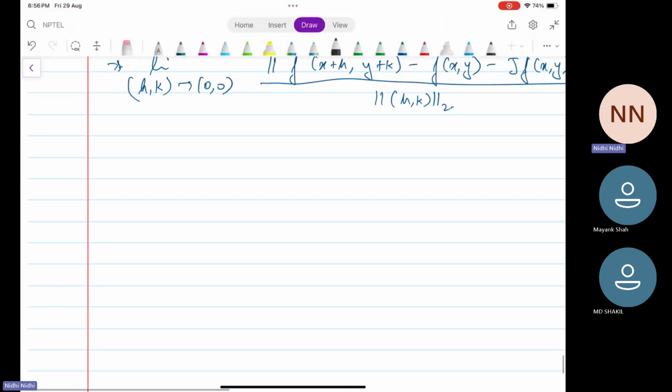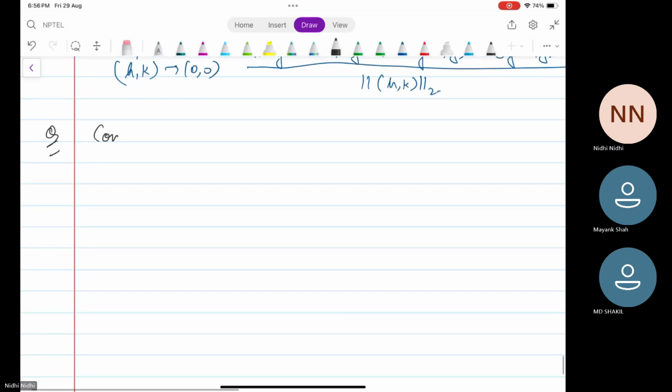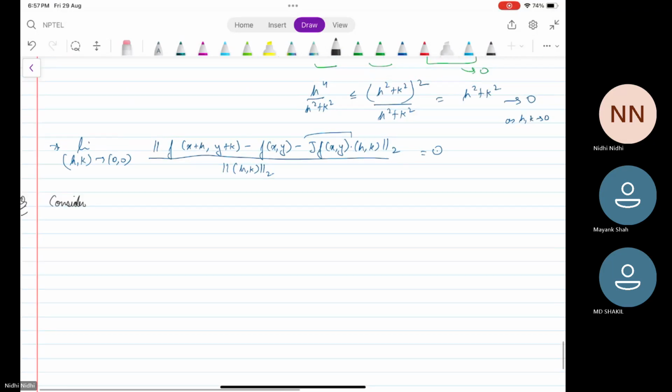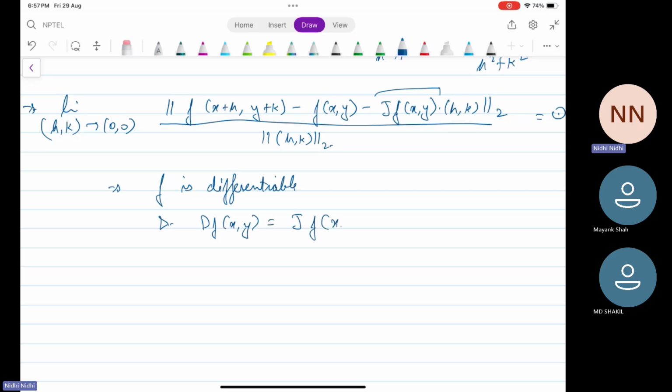Next question. Therefore f is differentiable and dfxy is equal to Jfxy.